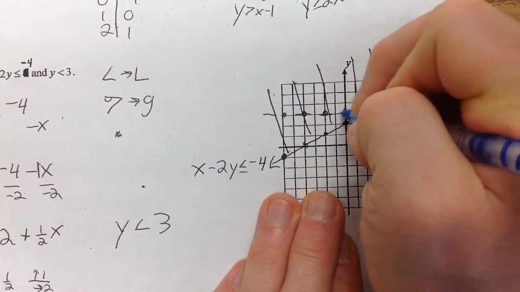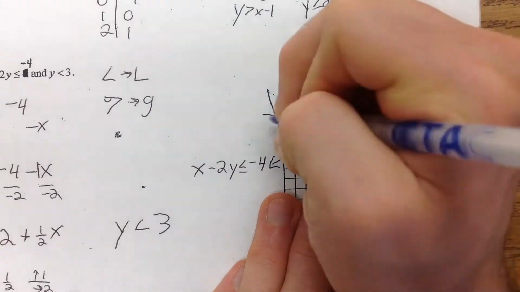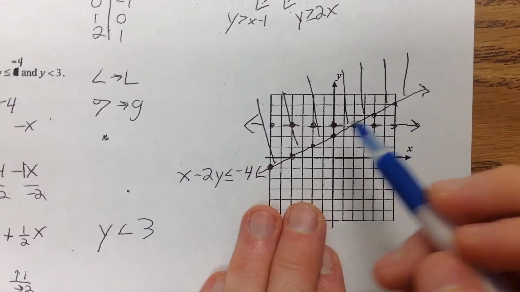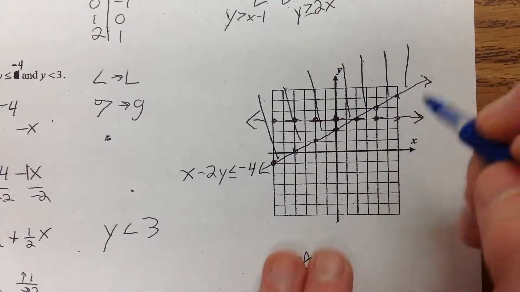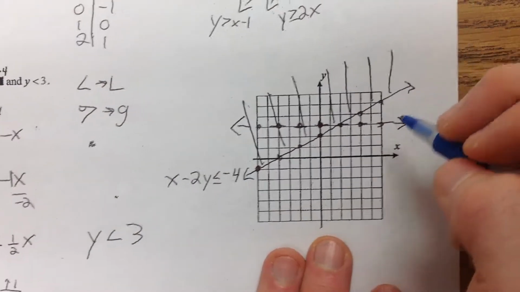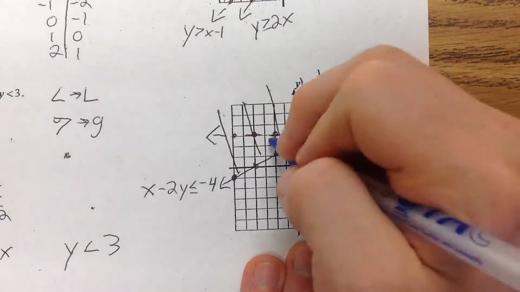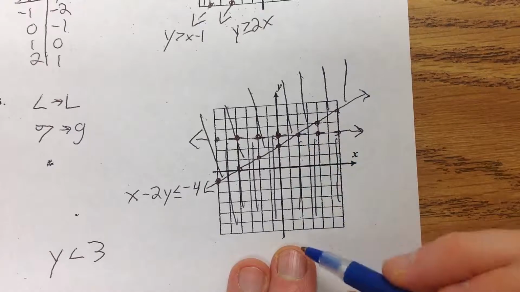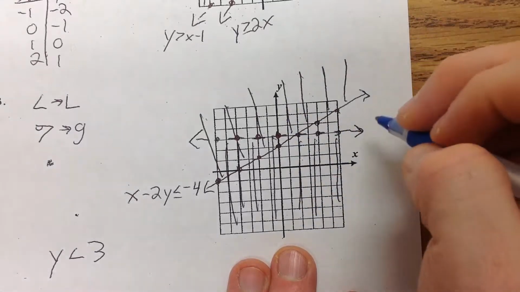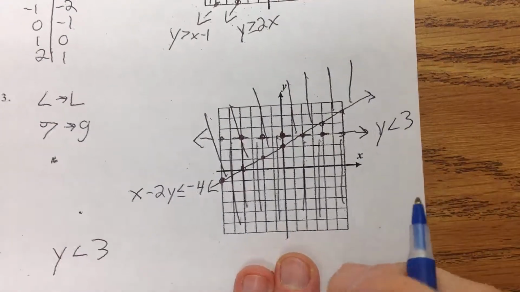That's why we don't want to just instantly make that line, because we do have to think about, is it dashed or solid? And then because it's y is less than 3, we're going to shade everything below this line. So I'm going to shade down here, shade down here, shade down here, shade down here, shade down here. All right, so everything below that line, I'm going to throw my label on it, y less than 3.